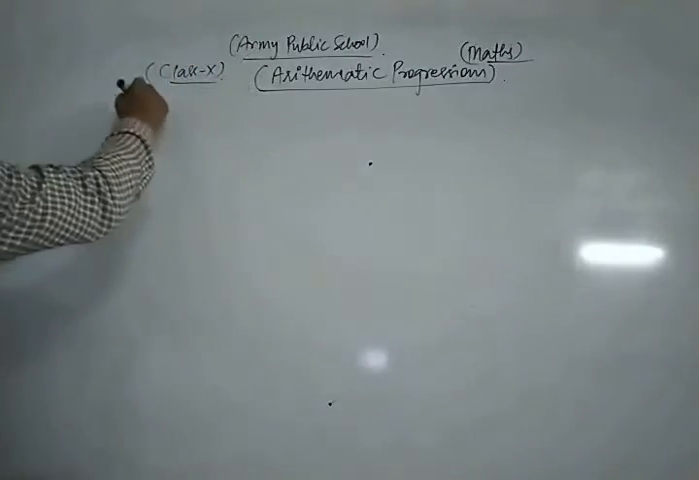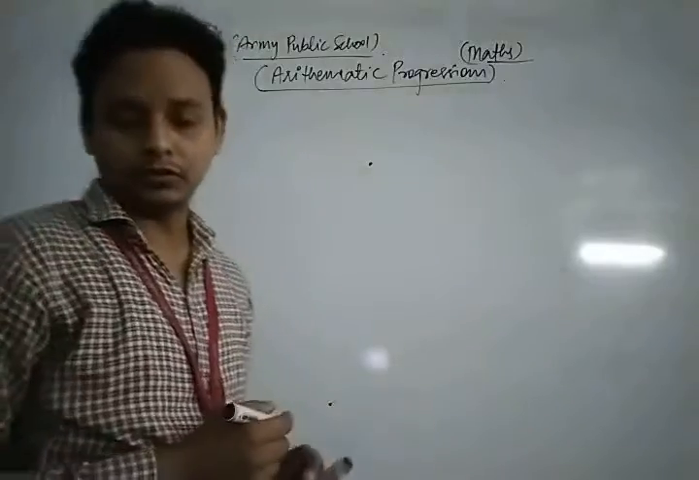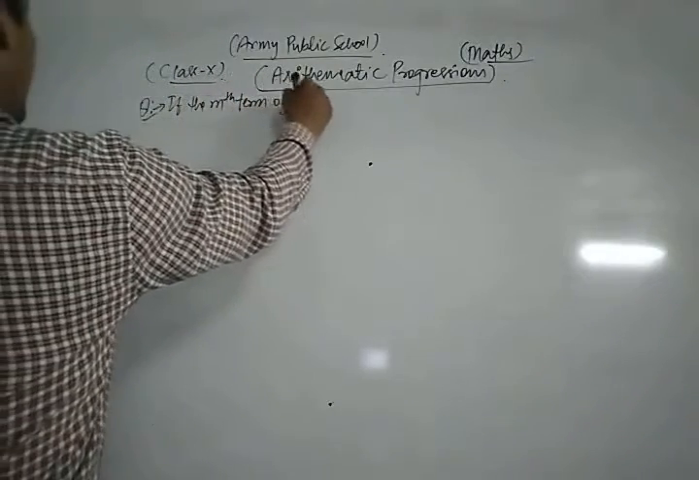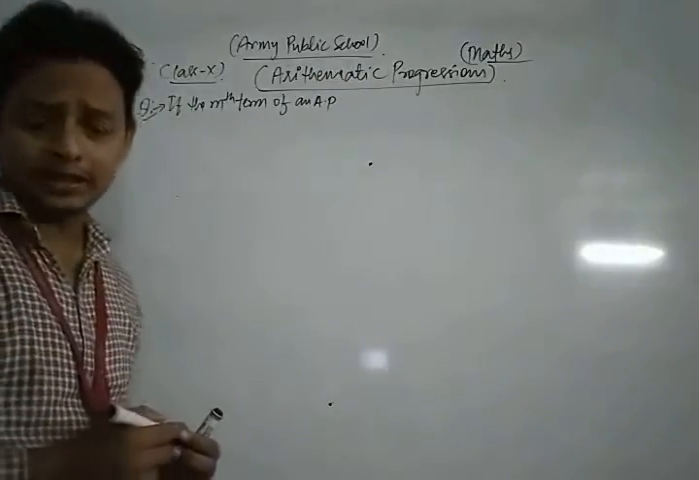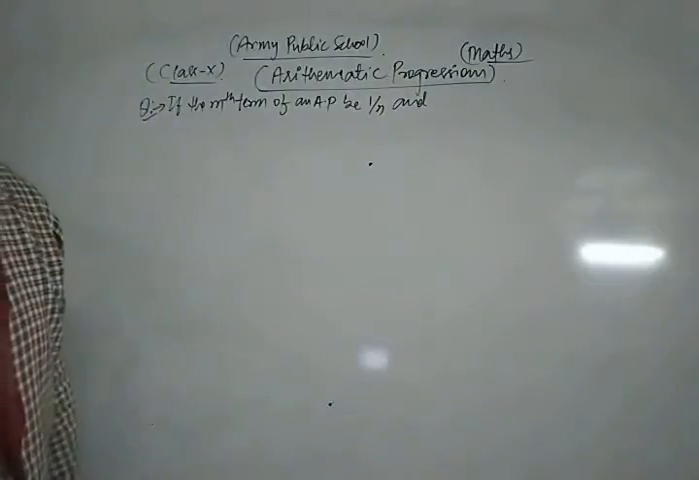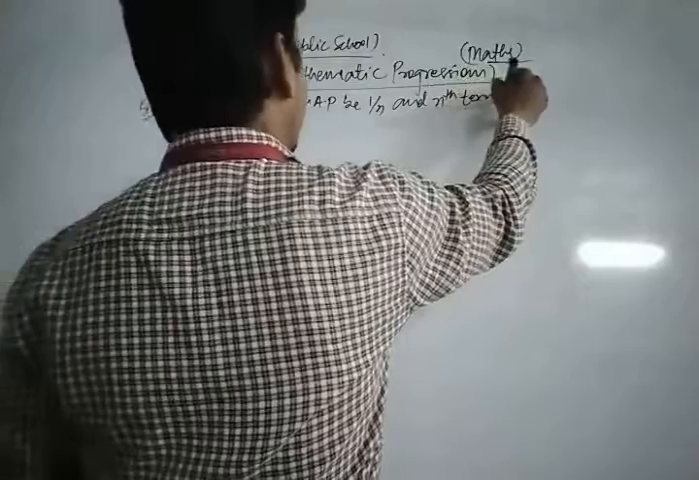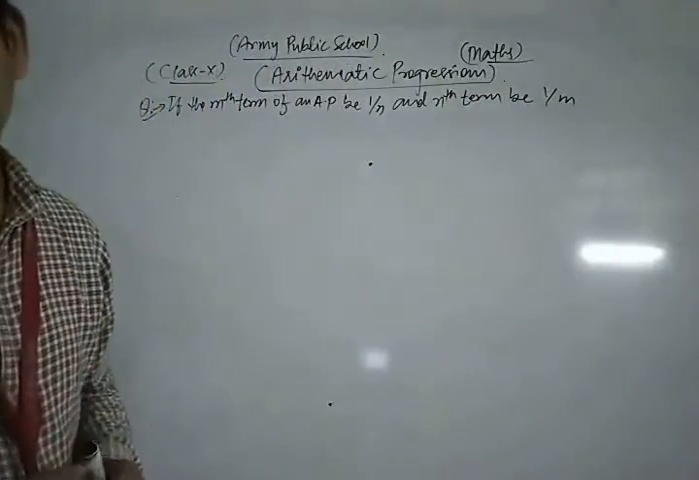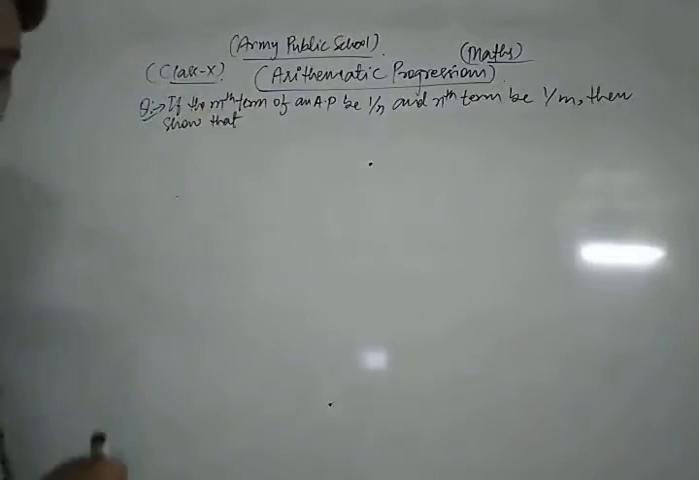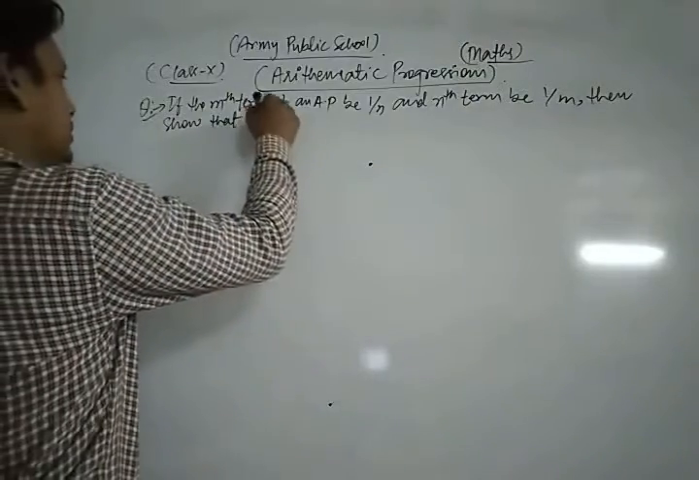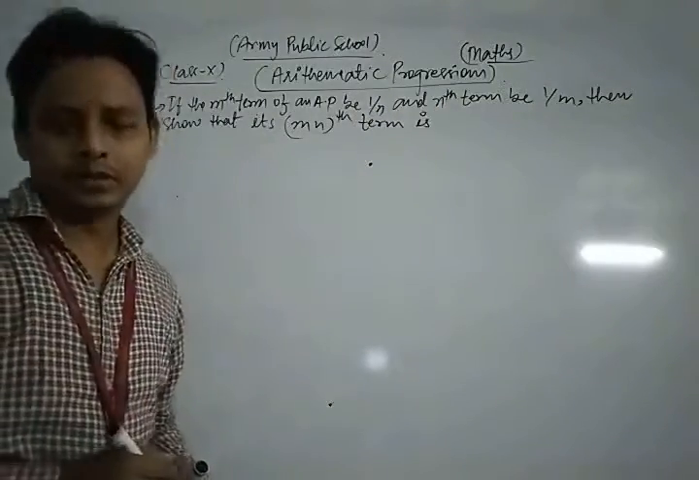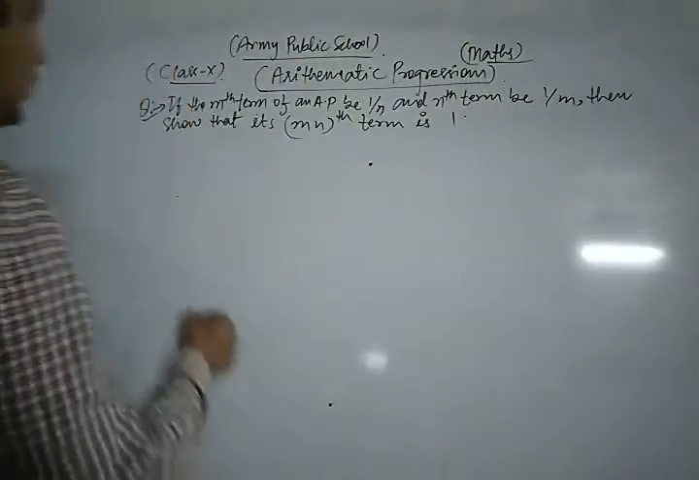The first question, which is very important for you and your upcoming examination, is: if the mth term of an AP is 1 upon n and the nth term is 1 upon m, then show that its mnth term is 1. Now let's see its solution.